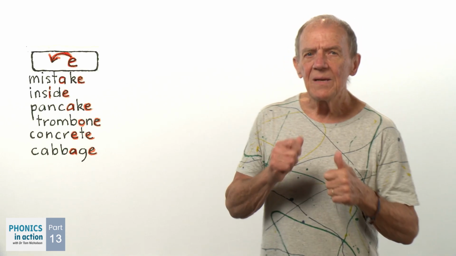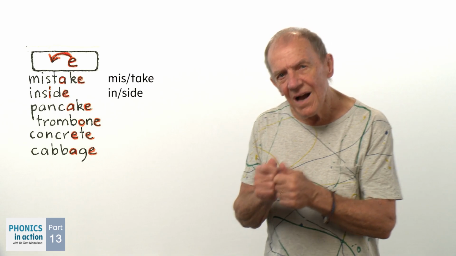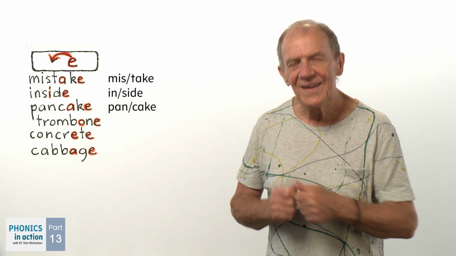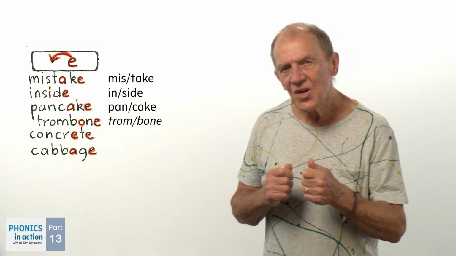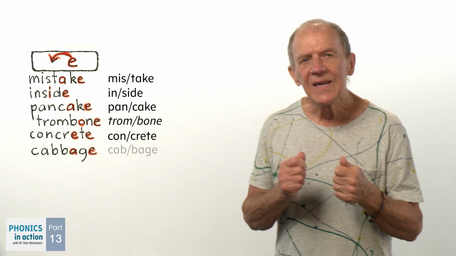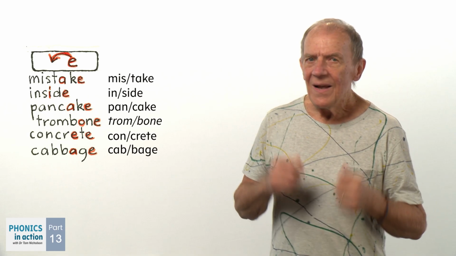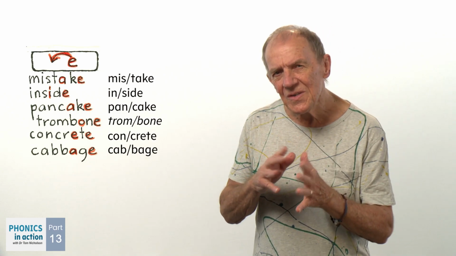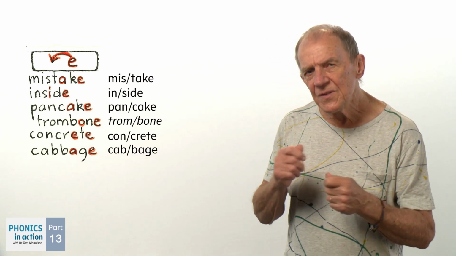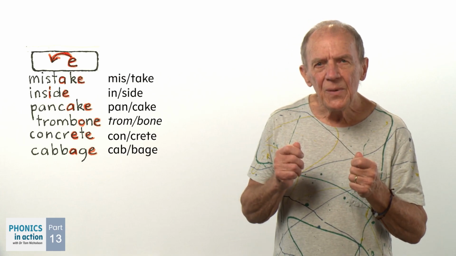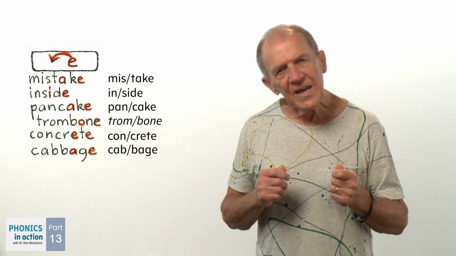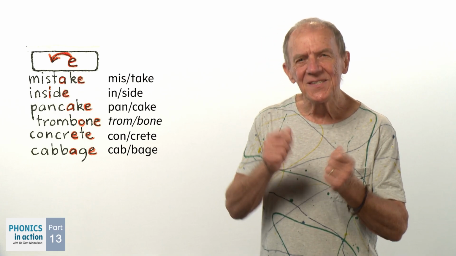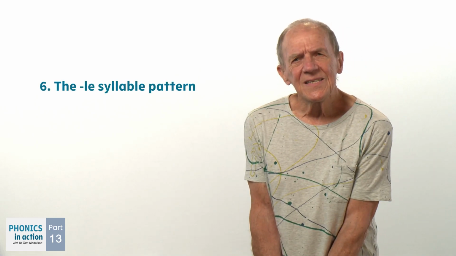I'll read them. Mistake, inside, pancake, trombone, concrete, cabbage. Some of the words are a little tricky. The vowel sounds are not always the long sound. When this happens, you have to juggle the sounds. For example, cabbage looks like it should be said with a long vowel, but then you adjust it to make it cabbage. Yeah, very good. Well done. Isn't it interesting? Let's go on to the LE syllable.